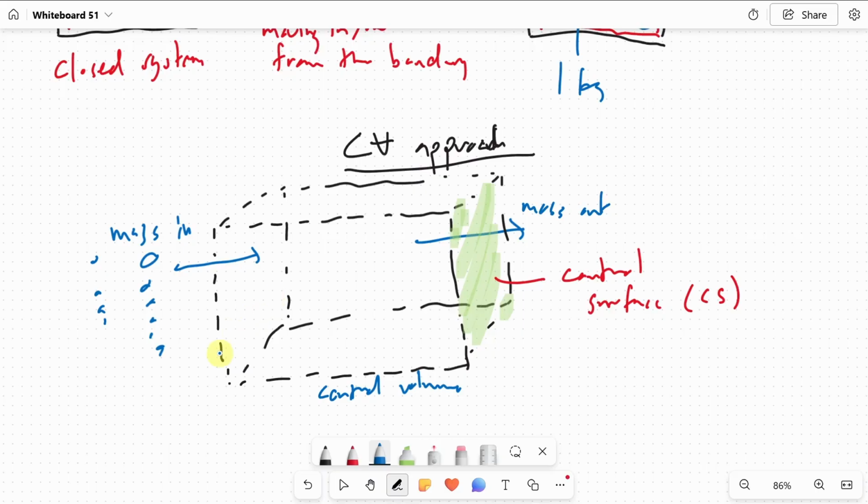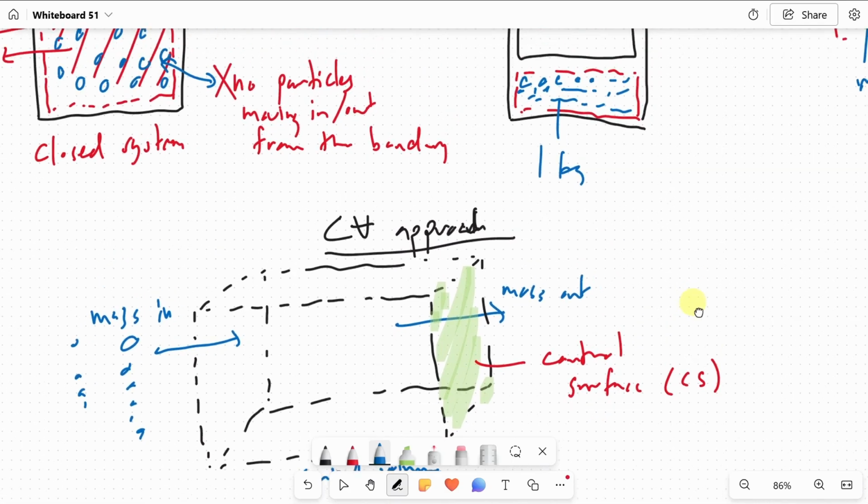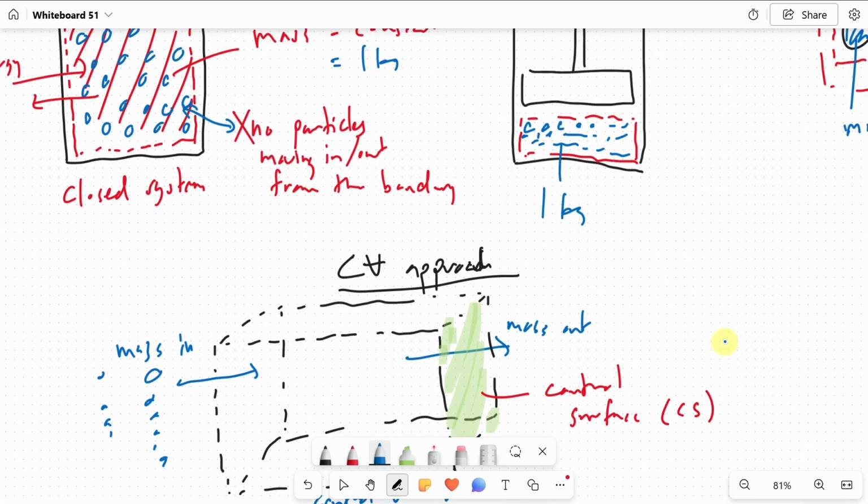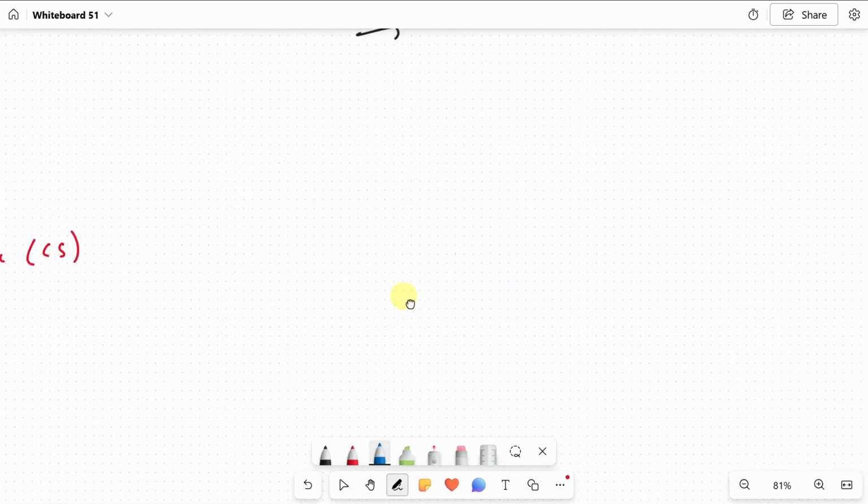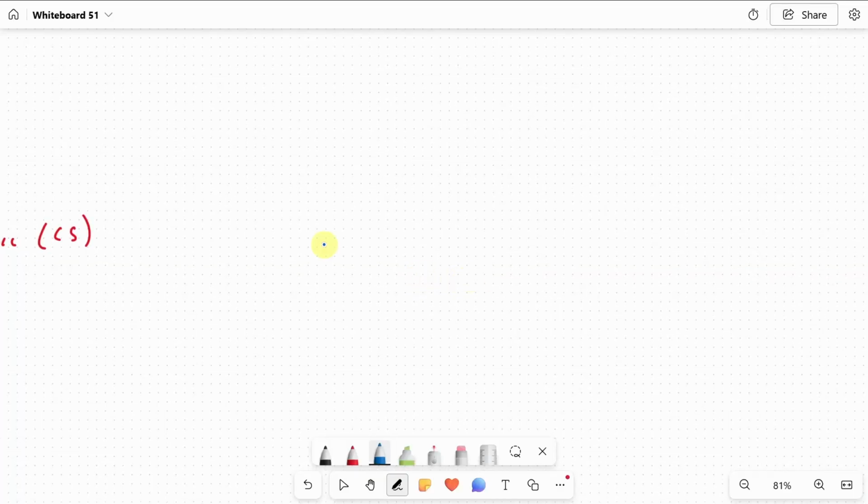Okay, so this is another approach that we can use. Why do we need this approach? Why can't we just use the closed system approach? Let's look at one example. Let's say we have this airplane that has this massive wing, right?